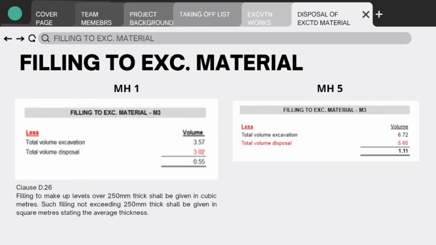Filling to excavation shall be given in accordance with clause D26. Filling to make up levels over 250 mm thick shall be given in cubic meters. Such filling not exceeding 250 mm thick shall be given in square meters, stating the average thickness.